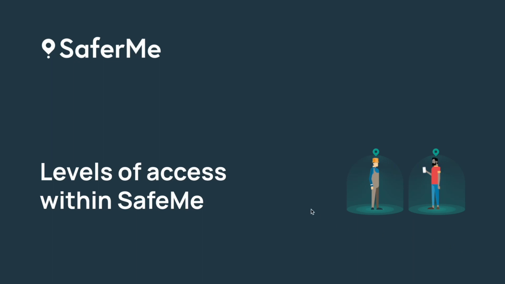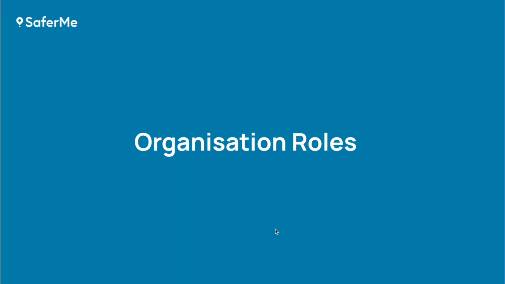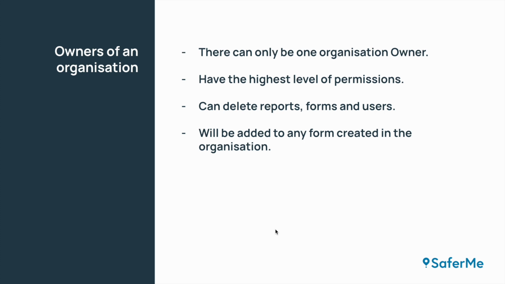In this video, we will examine the key differences between roles in SaferMe. We have two sets of roles within SaferMe. The first set of roles is those that operate on an organisational level. The second set is the roles related to forms and what access an employee has to make, view and manage health and safety reports.